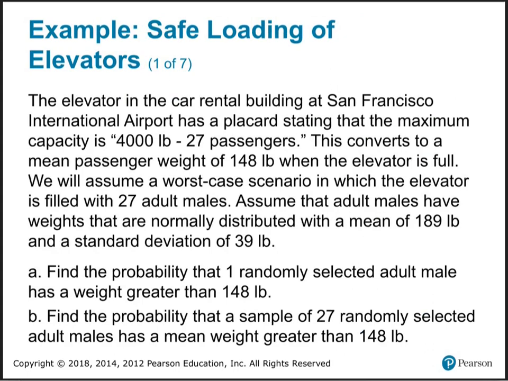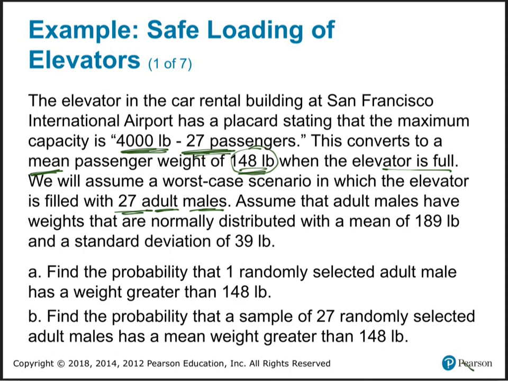We'll look at one example, then we'll dive into the homework. The elevator in the car rental building at San Francisco International Airport has a placard stating that the maximum capacity is 4,000 pounds, 27 passengers. This converts to a mean, the average, right, passenger weight of 148 pounds. That's a little low when the elevator is full. We will assume a worst case scenario in which the elevator is filled with 27 adult males. Do you think if that elevator has 27 adult males, it's likely to be under the weight limit? No. The average weight's 148. Not likely, huh?